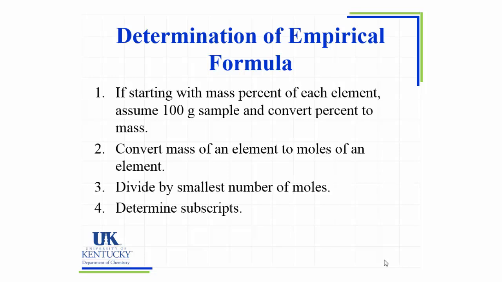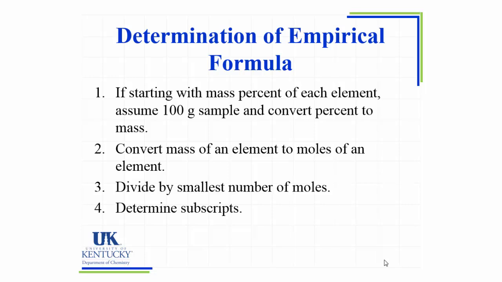This is an overview of the steps we're going to take to determine the empirical formula of a compound. Because we're frequently starting with mass percents, the first thing we usually have to do is assume a 100-gram sample and convert our percents to mass. We will go through an actual example through each step. For now, we're just looking at the general overview.